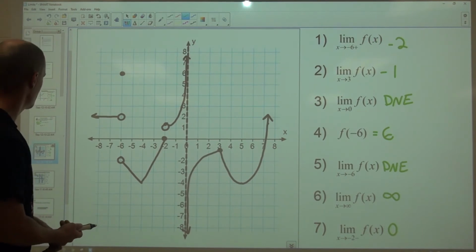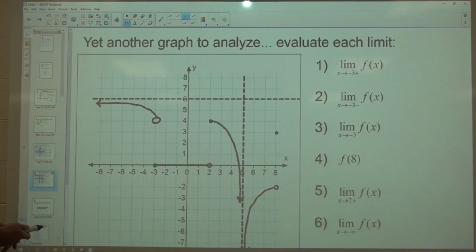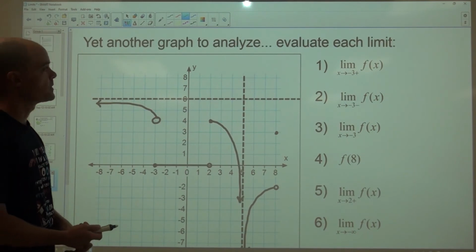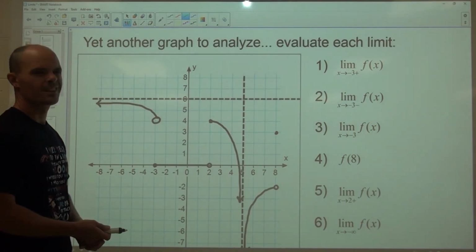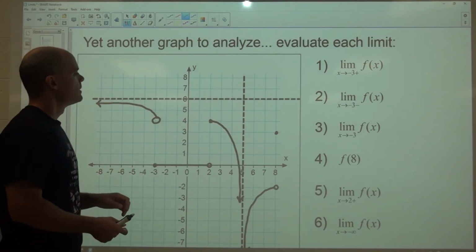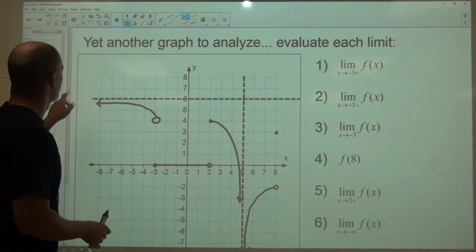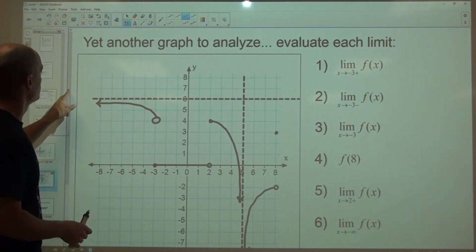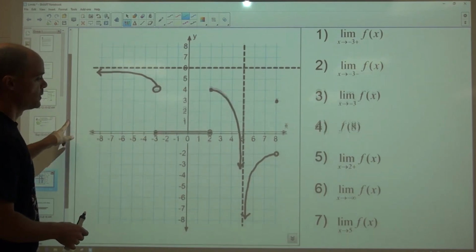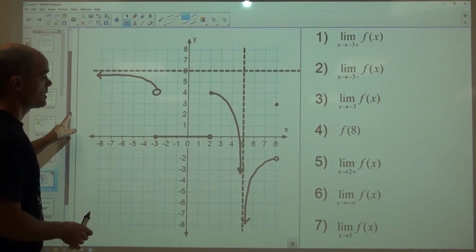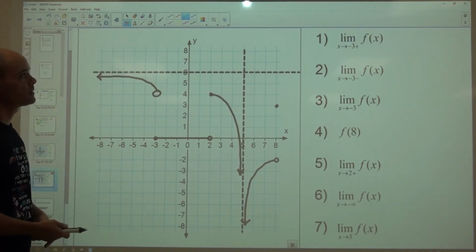Alright, and then one more set to go through. Short lesson for today, since you guys just took an assessment. I'll give you a little breather. Fake niceness for once. So let's see if we can get this all on the screen here. Yeah. Okay. So a couple asymptotes here.